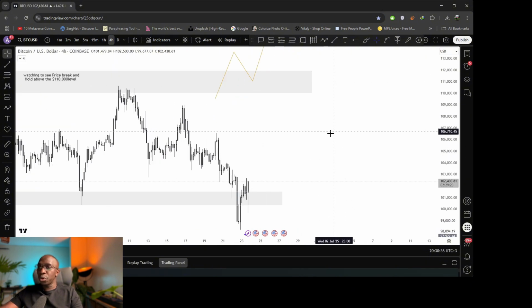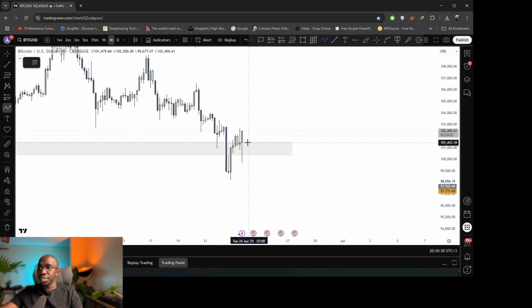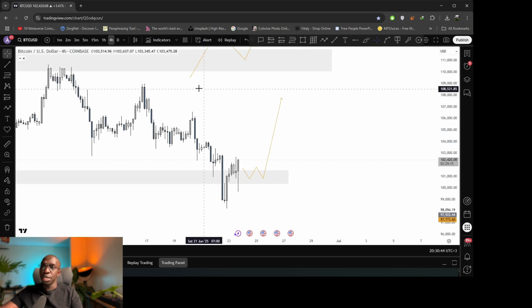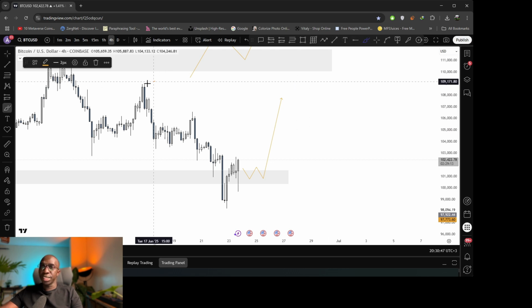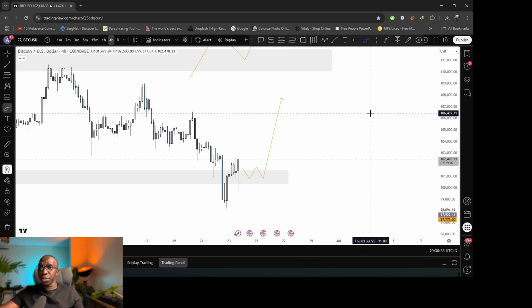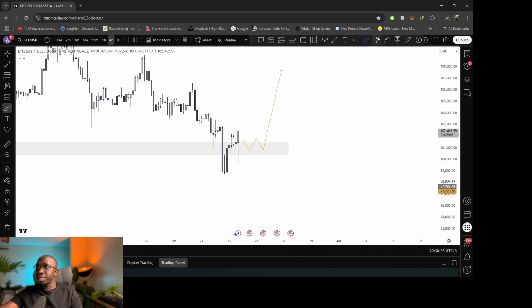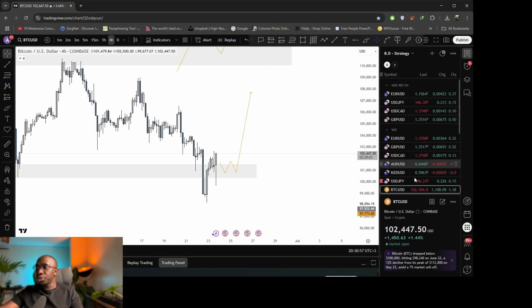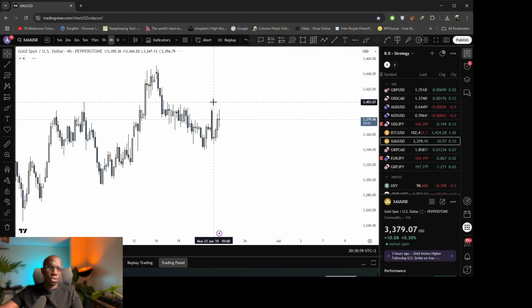So I'll be looking for some buys here sometime this week. I'll be looking for price to give me entry confirmations, and then I can buy those continuations to the upside, probably targeting some of these key levels here and here, that 109, 110 key level, because I know that there will be another price reaction there. That's what I'm looking at for BTC USD, just to keep it moving.